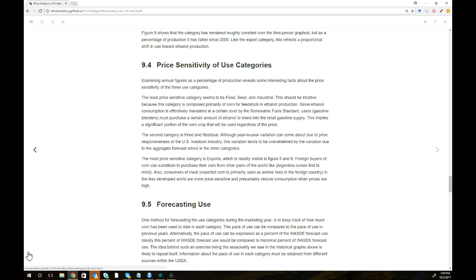prices, then they can readily, if they can readily substitute cheaper grain from other countries, then they'll do so. So that's why we see this category being the most price sensitive of all the use categories.